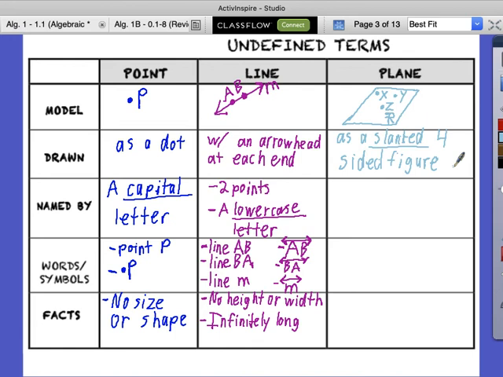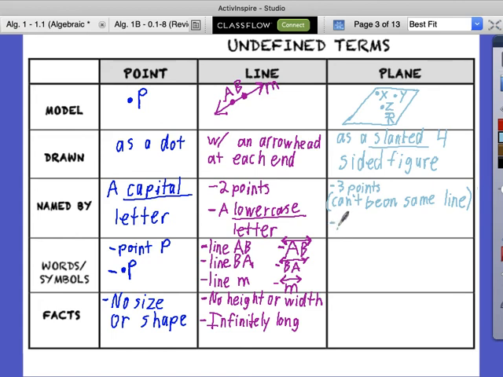And then we can name this in two different ways. We can name it by any 3 points, but these points can't be on the same line. Okay, so any 3 points that are not on the same line. As you can see, like X, Y, and Z, you can draw one line through all three of them.